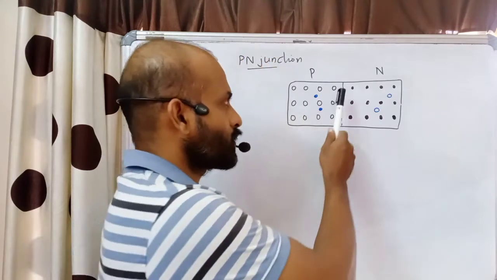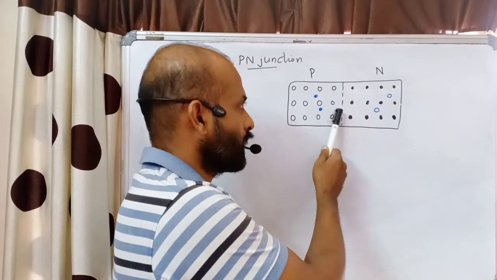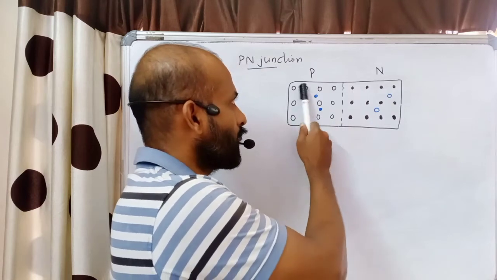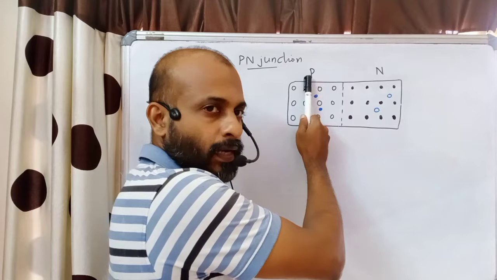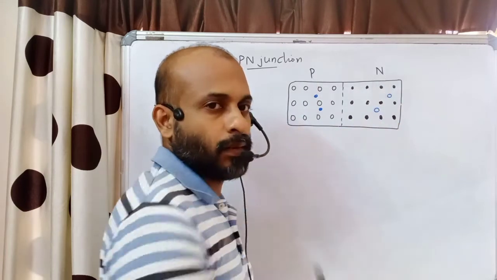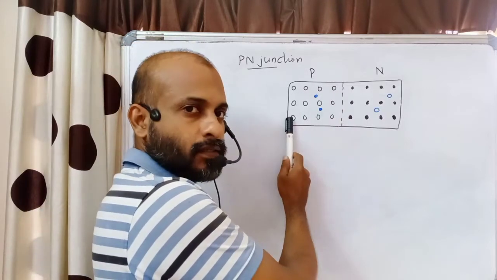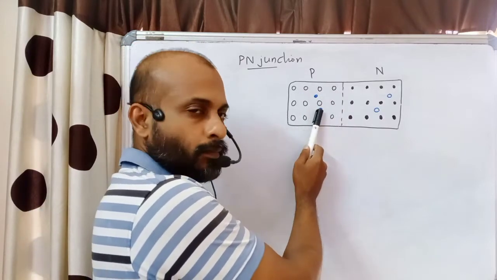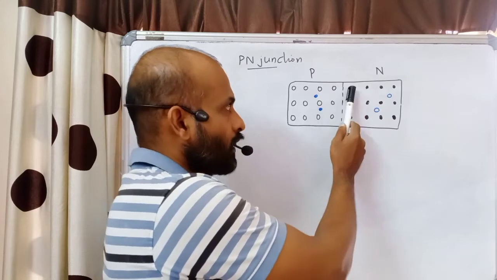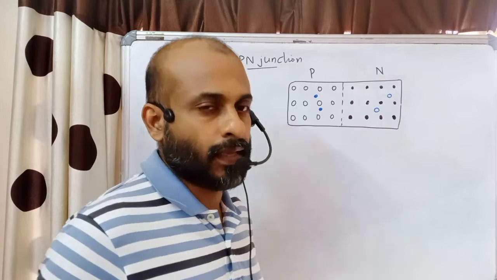And there is a junction. This is represented by the junction. So across the junction, on the left side, there are a large number of holes because it is P-type semiconductor. Here it has a large number of electrons because it is N-type semiconductor. So here holes are the majority carriers and electrons are the minority carriers. Here electrons are the majority carriers and holes are the minority carriers.